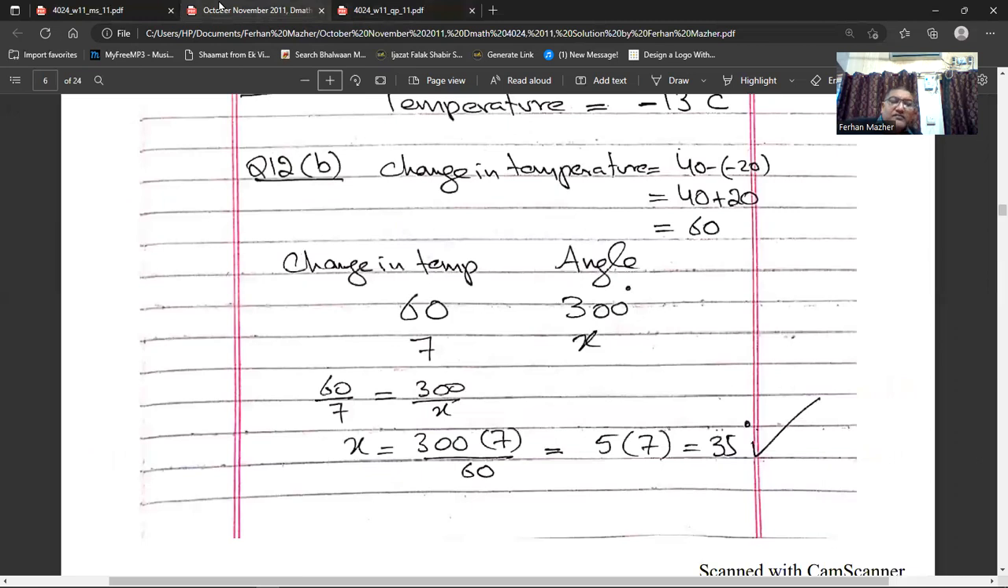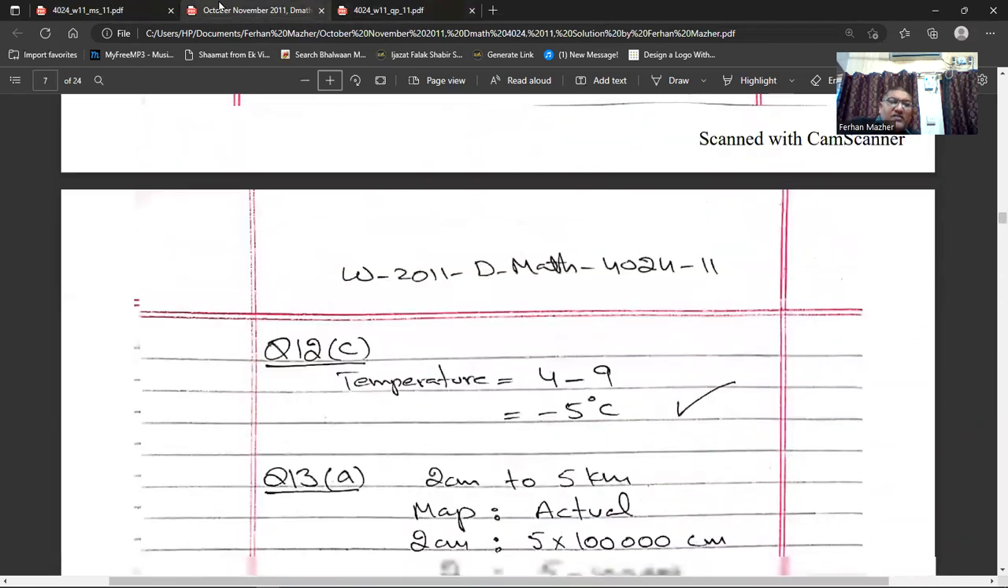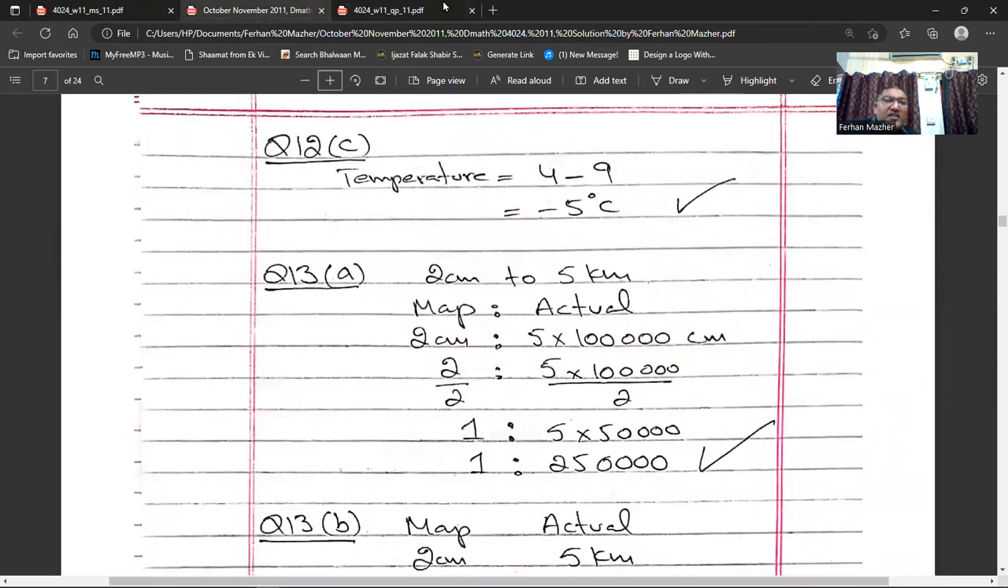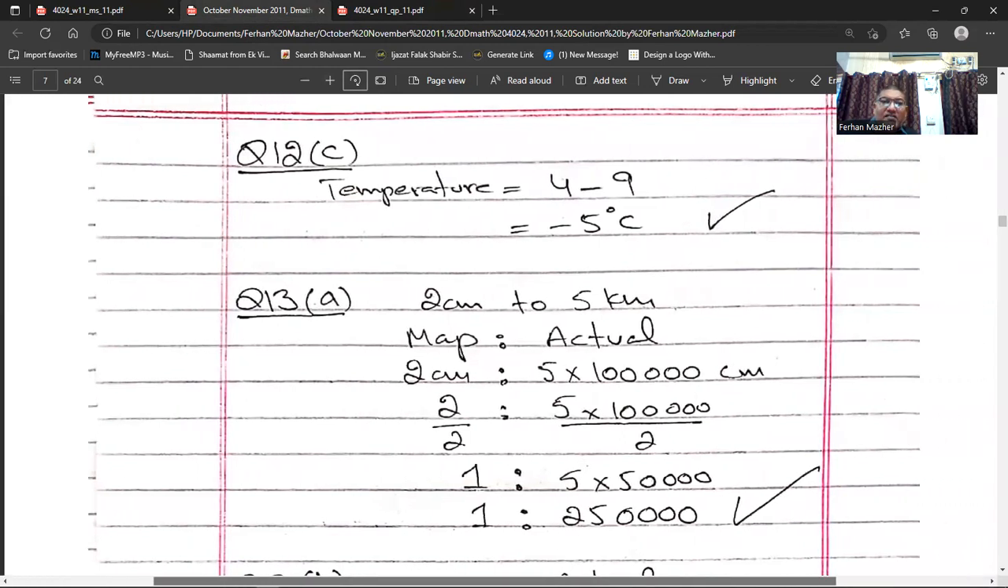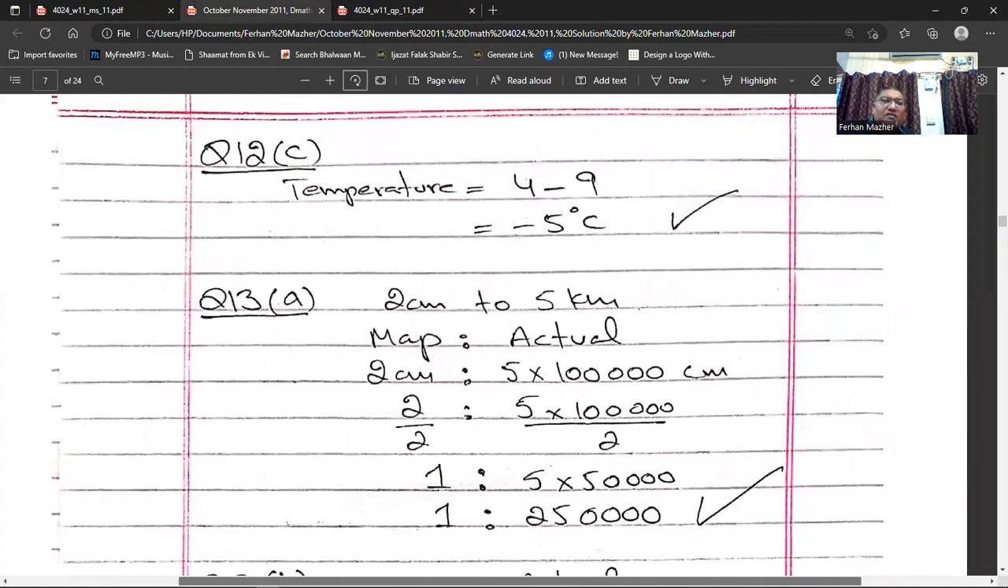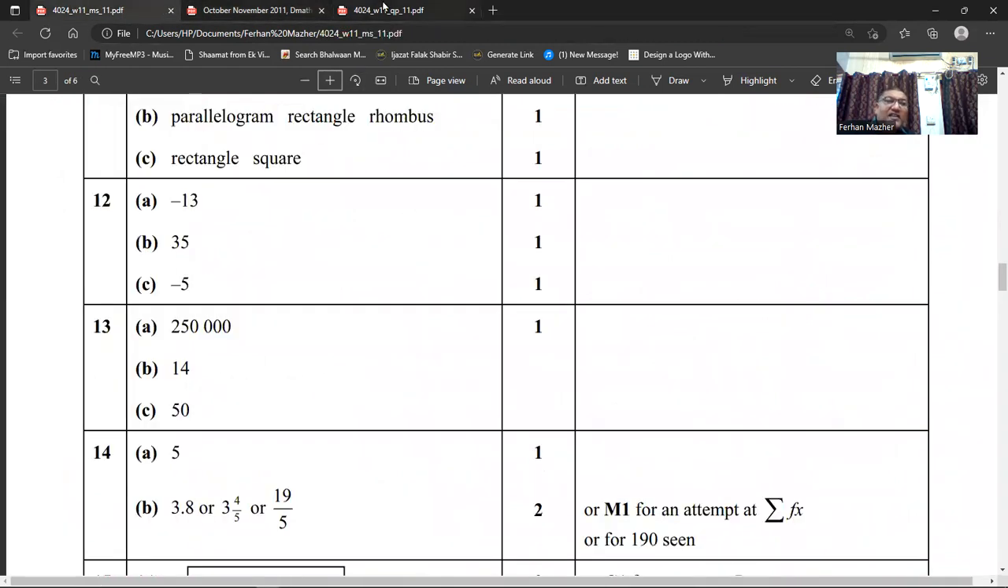So let me show you. That is question number 12, and it's C part, so it will be 4 minus 9, and that will give you, what? Minus 5 degrees centigrade. Minus 5 is the right answer, sir.